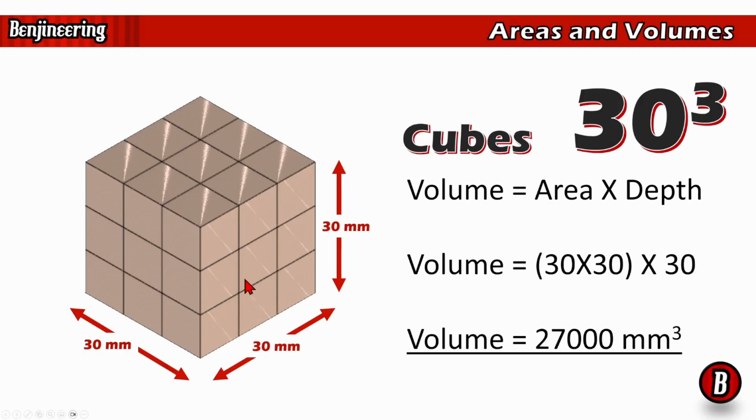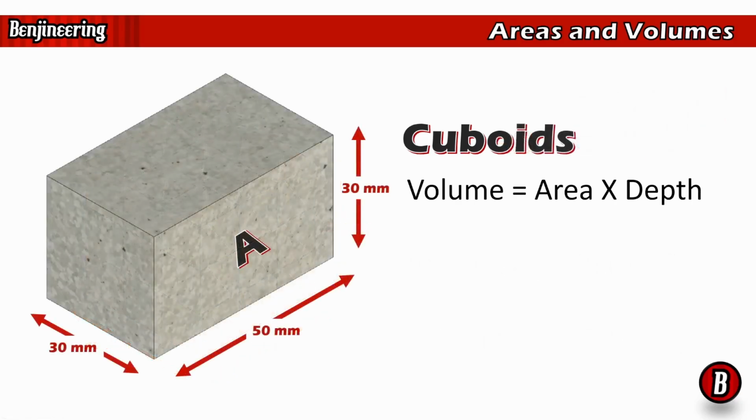And if you count these cubes, you could work out there are 27 in this cube. All right, let's move on. So cuboids. This time the measurements aren't the same, they are different, but the process is exactly the same. So what we'd do is work out the area of the face, which I've labeled A, and then multiply by the depth, in this case 30.